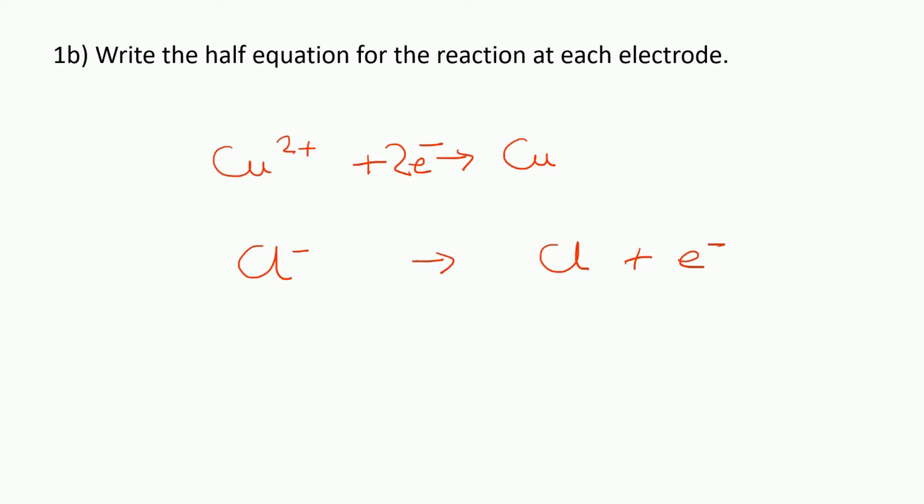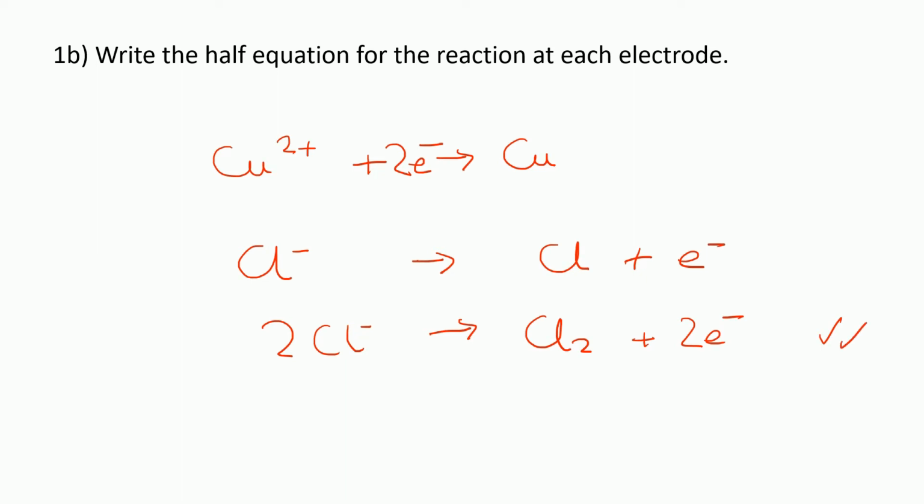But we have to remember that the halogens go round in pairs. They form diatomic molecules. So if we're going to end up with Cl2, then we need to have 2 chloride ions to start with, and that will produce 2 electrons. So that is correct.